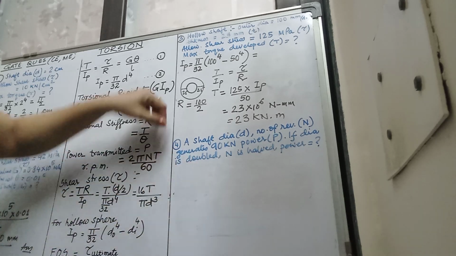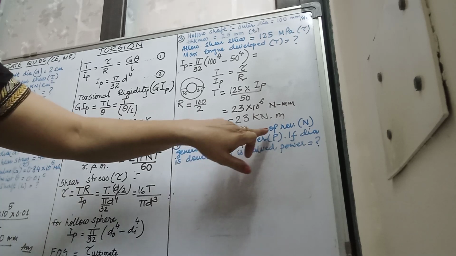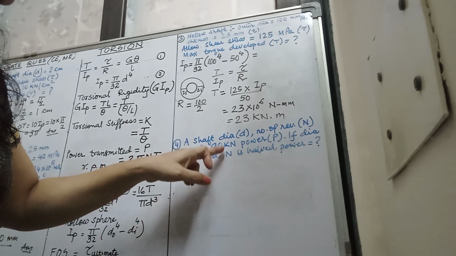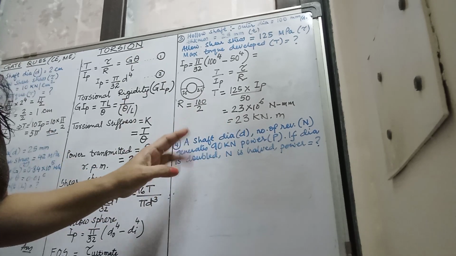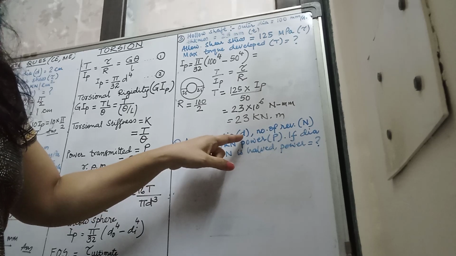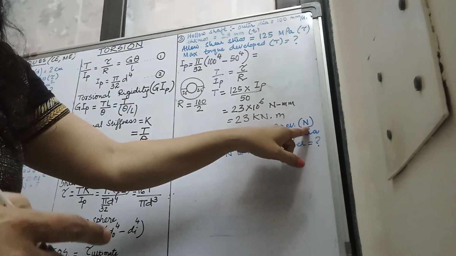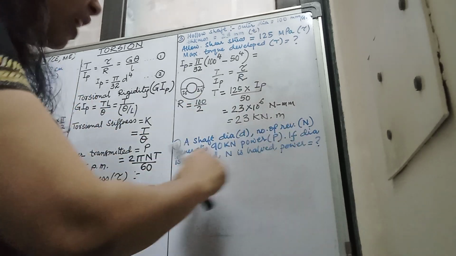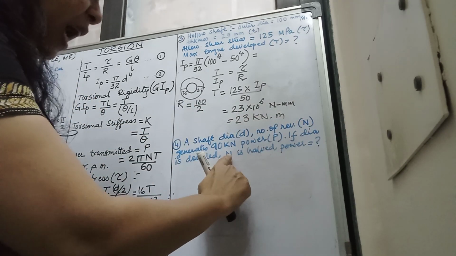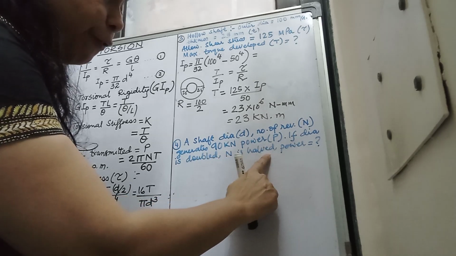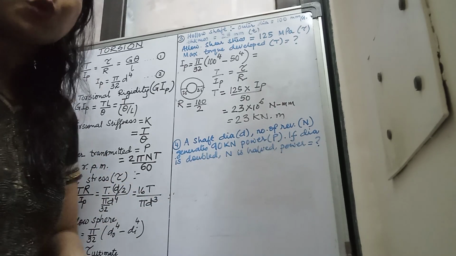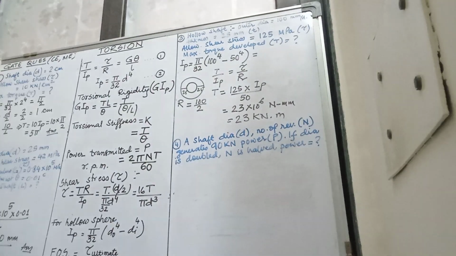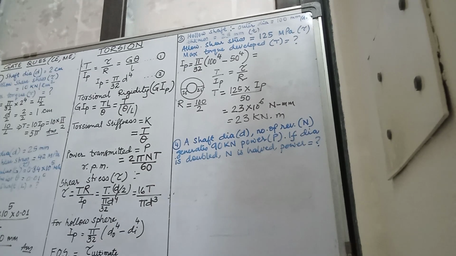Last problem for today's class. A shaft of diameter d and number of revolutions N is generating 90 kilowatt power. Now if the diameter is doubled and the number of revolutions is halved, what will be the power generated? So this is one problem regarding the power generated by a shaft, as I have told you. Okay, so how will we go for it?